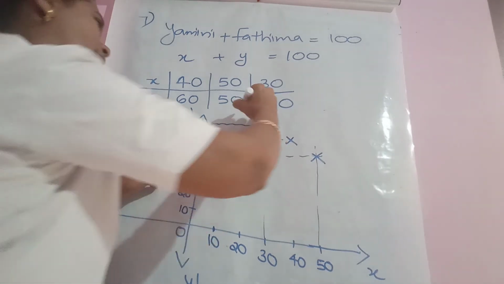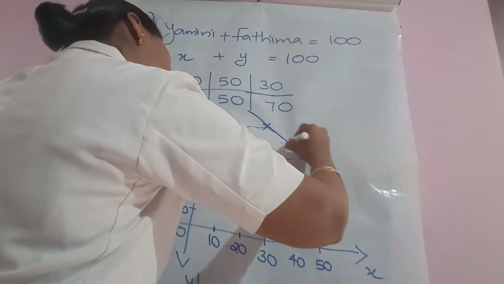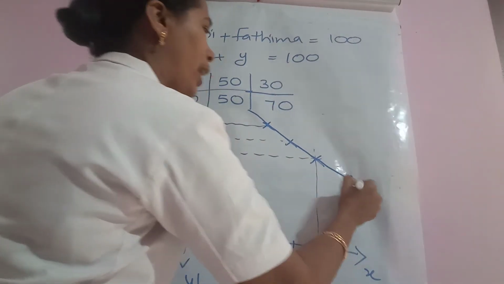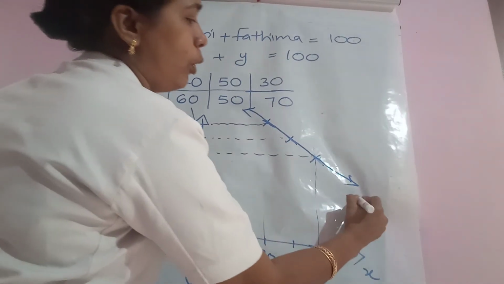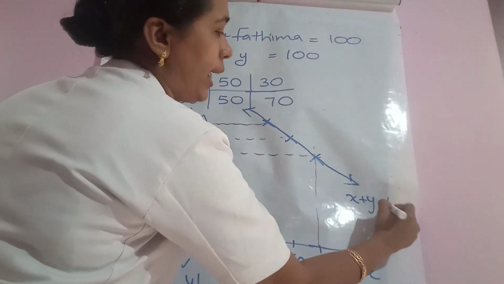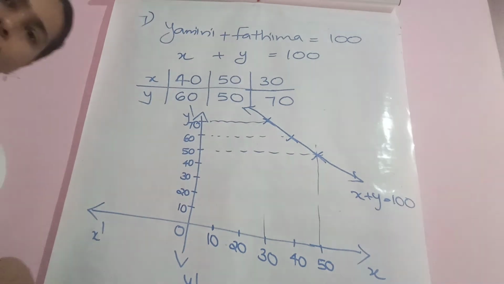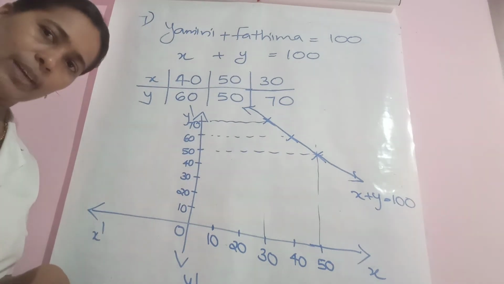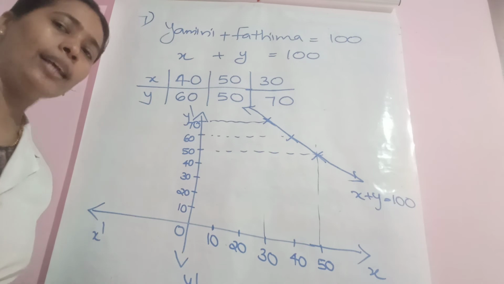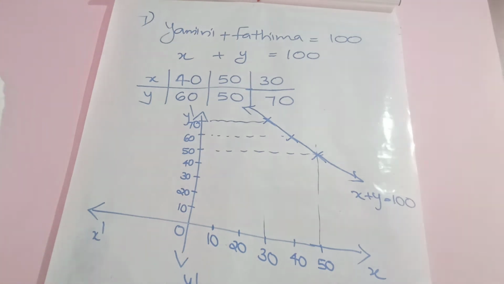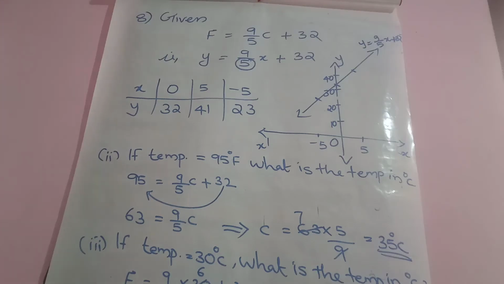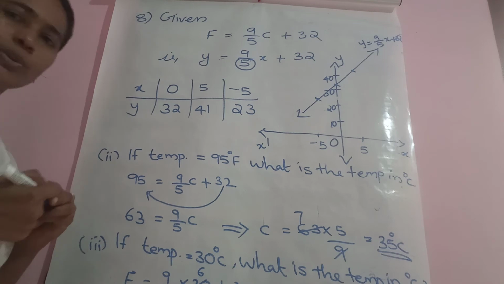Now using your scale and pencil, you can join the 3 points as a straight line, extend them to both directions, and on one end you can write x plus y equal to 100. Is it clear or not? Is it clear? So let us move to our last question. Today's last one. Now this is our last question.